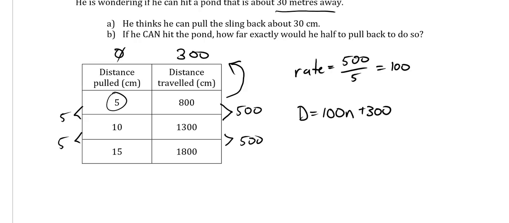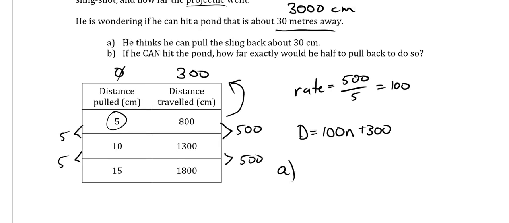He thinks he can pull the sling back about 30 centimeters. So if I find how much for 30, I can decide if that's far enough to hit the pond, right? Do you think so? That's as far as he can go. If he can get 30 meters with that, then he's good. So let's figure that out. There's a lot of 30s in this question.